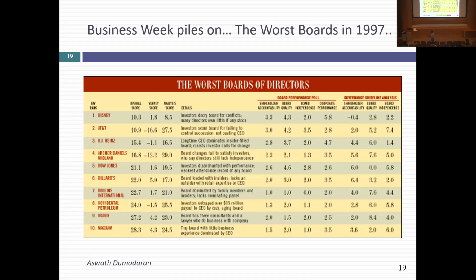But it's not an accident, right? It was created by design. And it can explain some of the really strange things that happened at Disney in the 1990s.